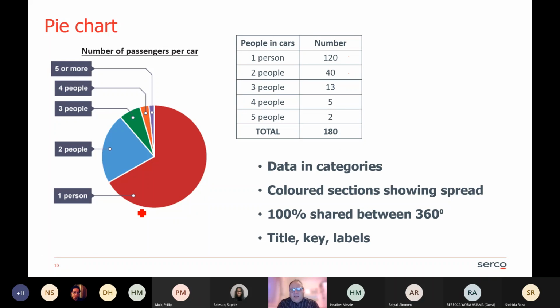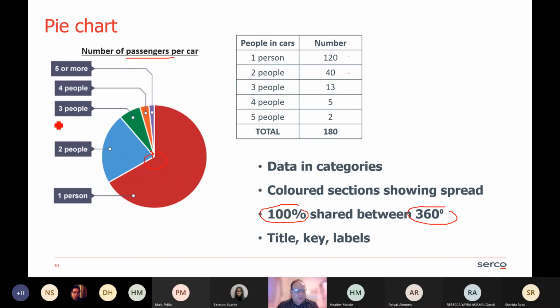So a pie chart is when data is in clear categories. In this case, the categories are the number of people in a car. Usually it doesn't necessarily need to be coloured, but there would usually be coloured sections that show the spread of the information. And what you also need to do is share your numbers, 100%, between the 360 degrees of a circle. So all the way around a circle is 360 degrees, which I'll come to in a moment. And as always, we've got a title up here, and we've got labels. We haven't got a key here.